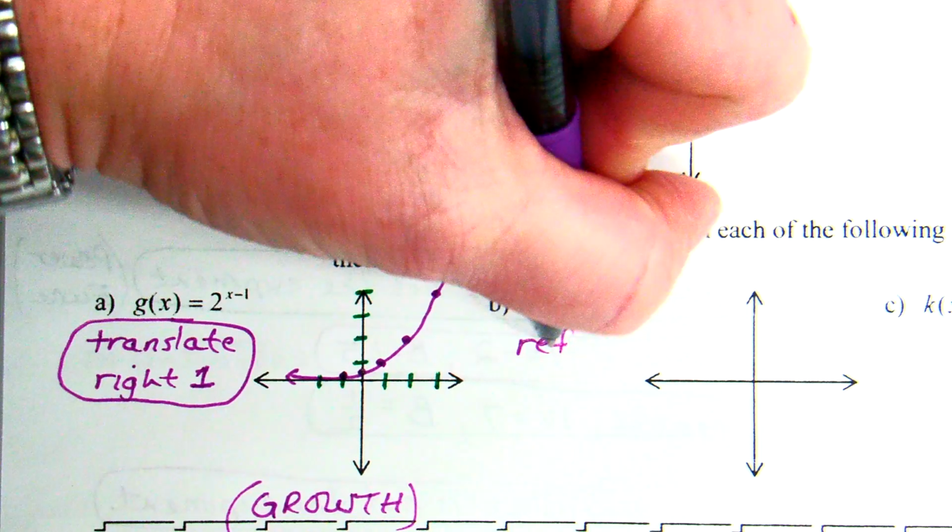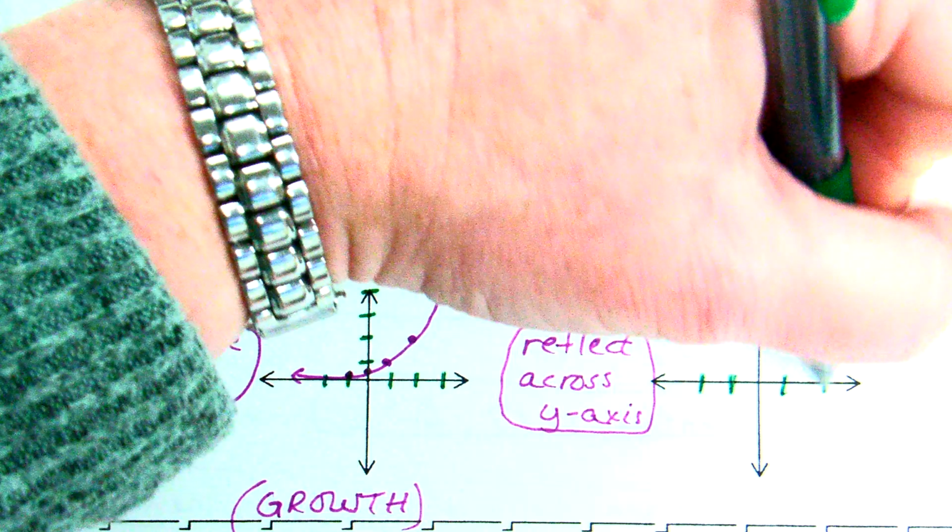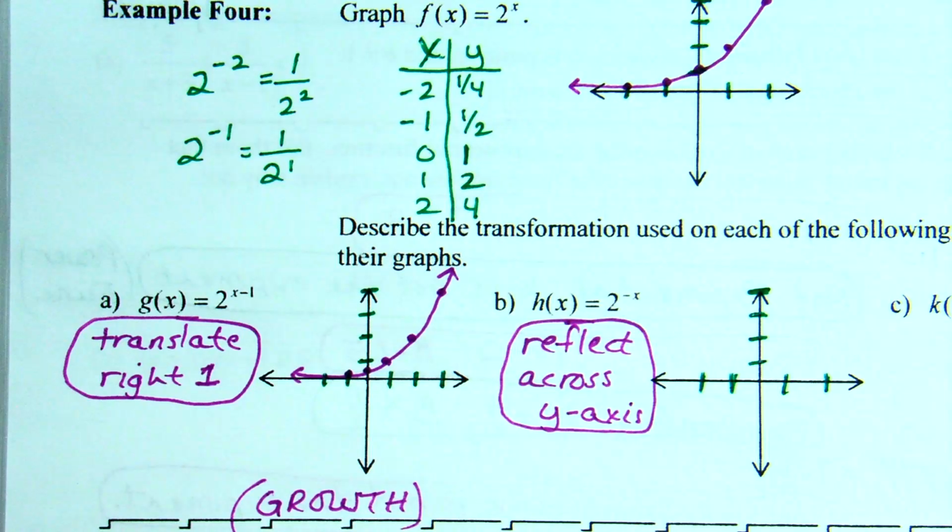across the y-axis. Which one's the y-axis? The y-axis is a vertical one, so what's my reflection going to do? Instead of starting low and going up, I'm going to start high and go down. Okay, it's a vertical reflection. My left and right sides flip-flop.